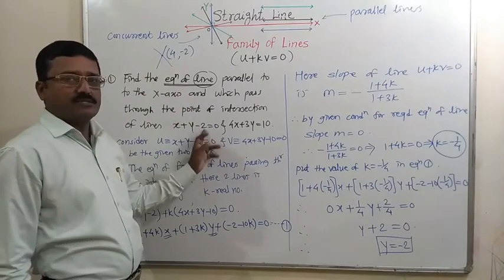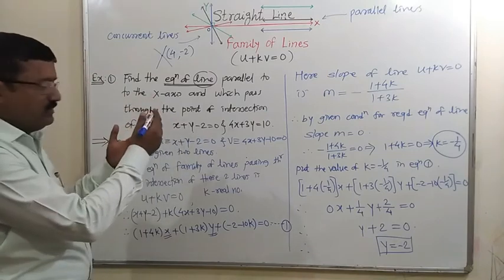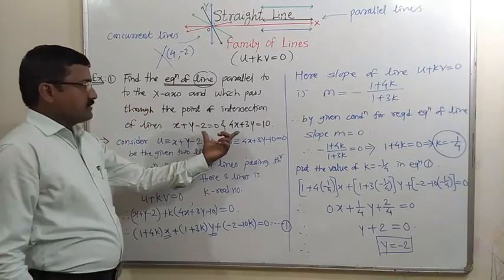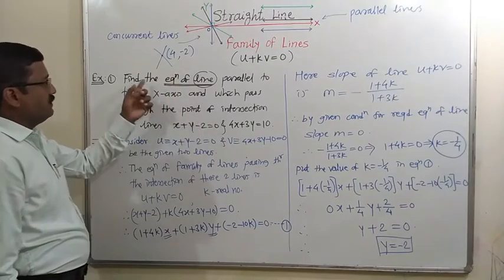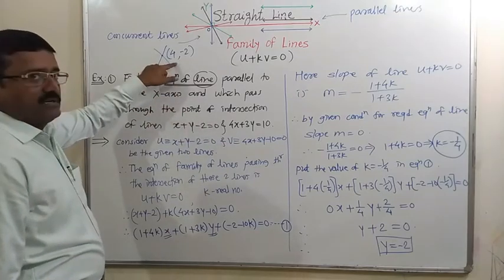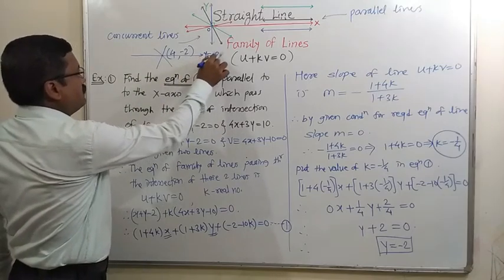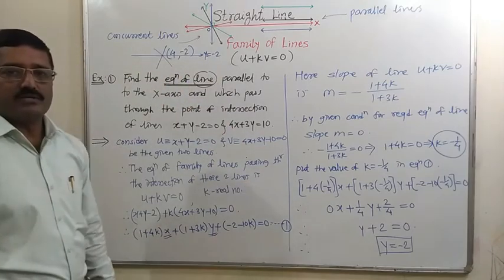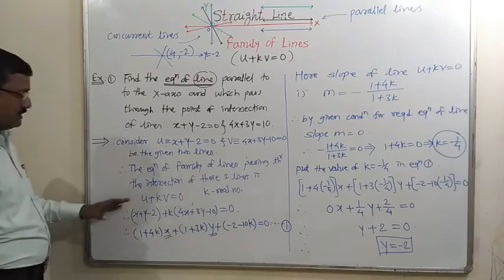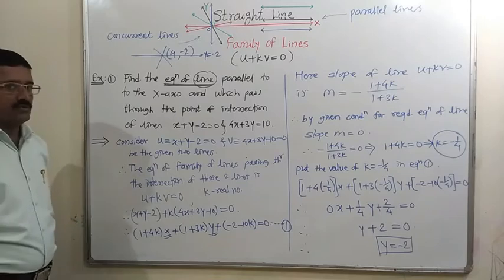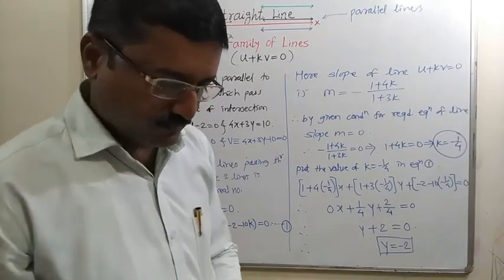Finding the point of intersection of these two lines, instead of this method, if we use the previous method, then solving these two equations we will get the point of intersection of lines. Now the line parallel to the x-axis and passing through this point will obviously be y equal to minus 2. We will reach the same answer. Still we have solved this problem using the family of lines. Okay, let us see one more.